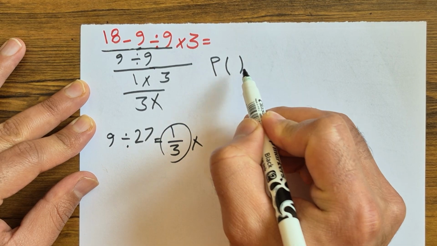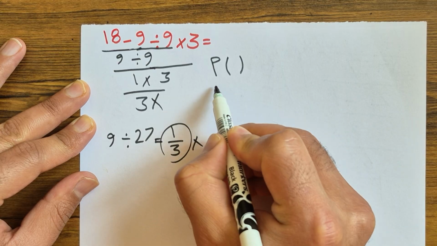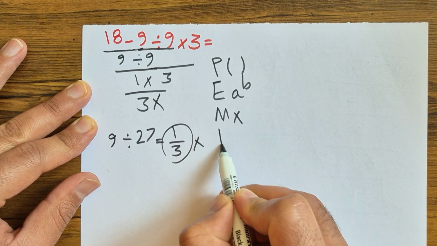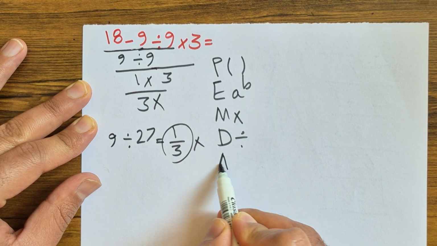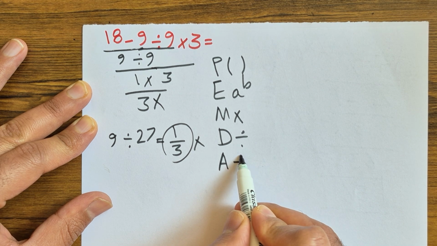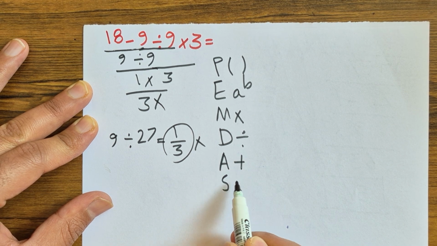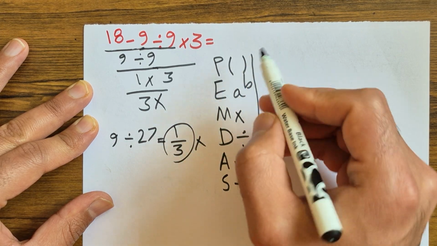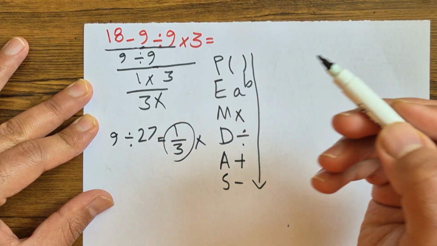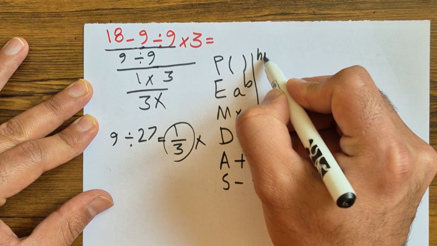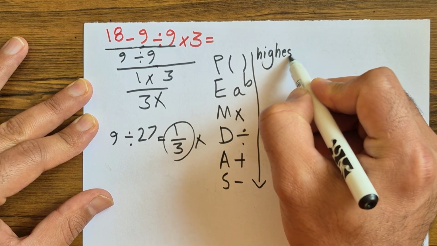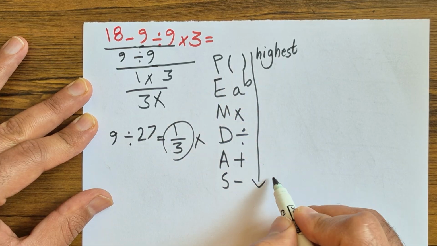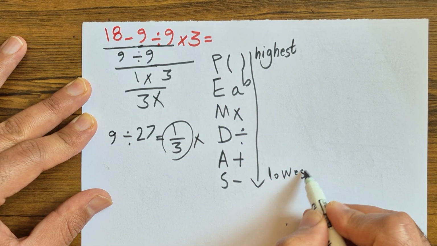PEMDAS is parentheses. P for parentheses. E for exponents. M for multiplication, D for division, A for addition, and you tell me the last one, S for, yeah, you tell me, subtraction. And this shows the order of operation. So you must follow this convention. This is an internationally agreed convention in the entire mathematics, and it prevents ambiguity. It goes from the highest to the lowest priority.